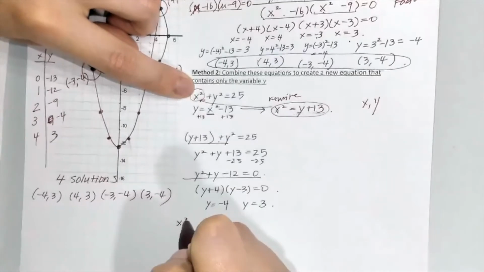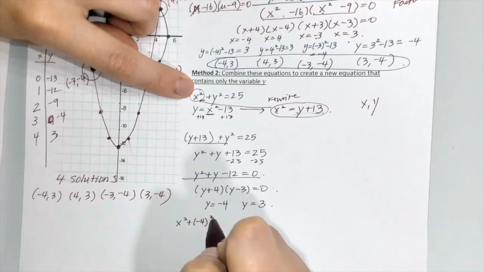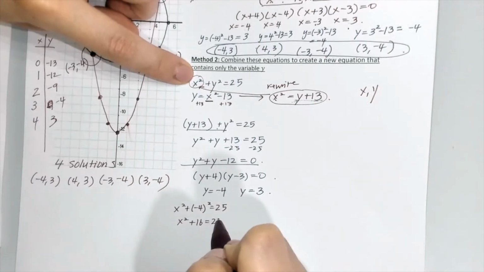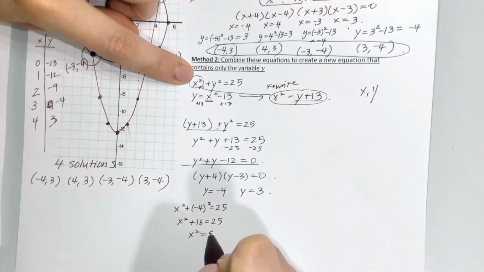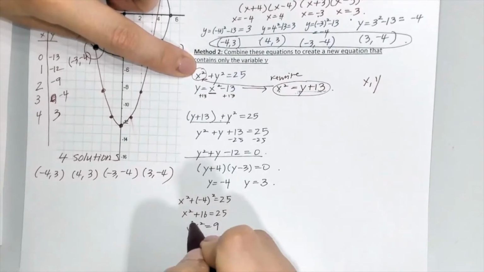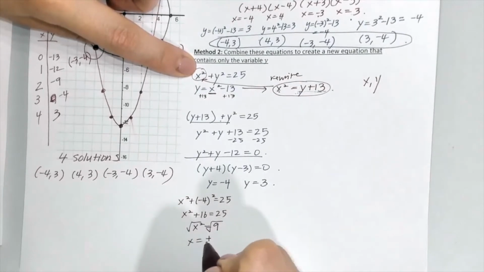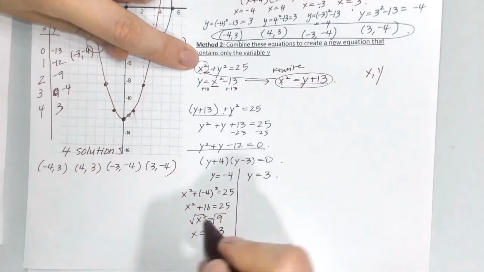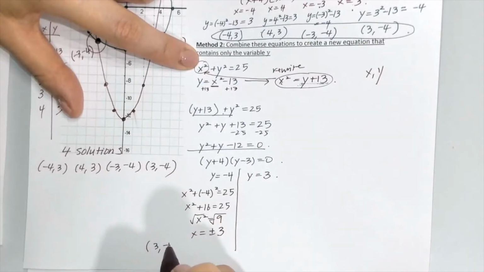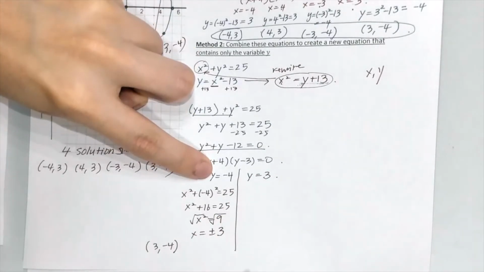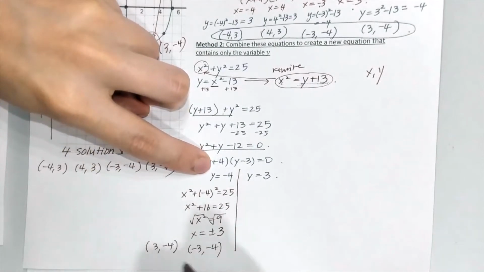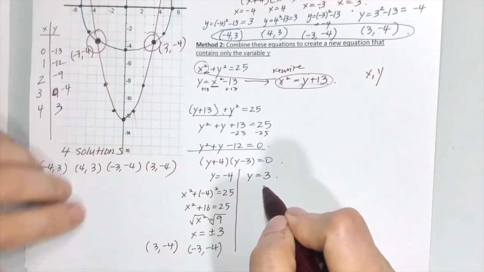So I got x squared plus -4 squared equals 25, which is 16. x squared is equal to 9. So if you square root, don't forget x equals both plus or minus 3. And that means when x is 3, y is -4. When x is -3, y is also -4. So that's 2 solutions there. The other side, same thing.